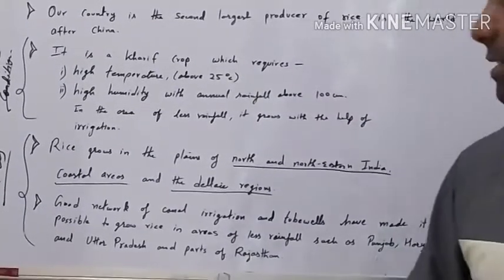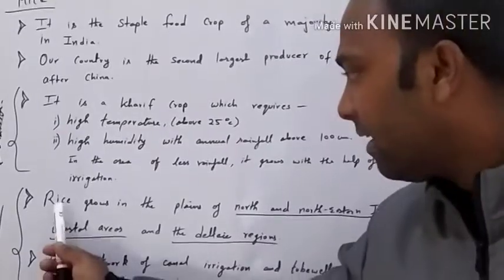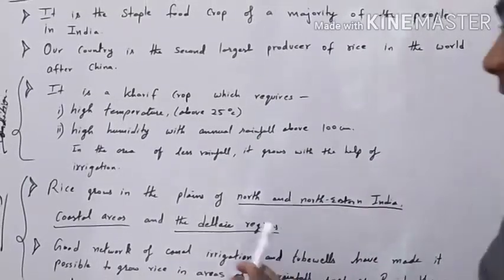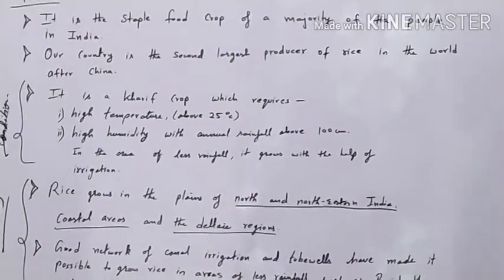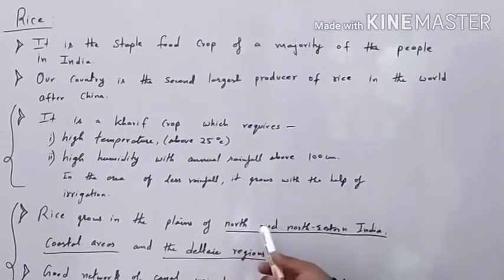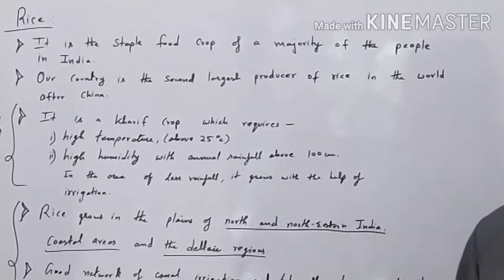Okay. Now let us understand about the other thing, that is the places where rice is grown. Rice grows in the plains of north and northeastern India, coastal areas and the deltaic region. Now we can understand from here that the rice growing regions are the northern plains. North and northeastern India means it is mostly grown in the northern plains.